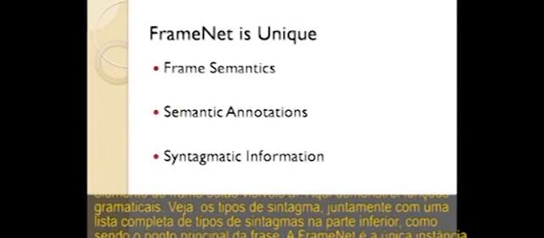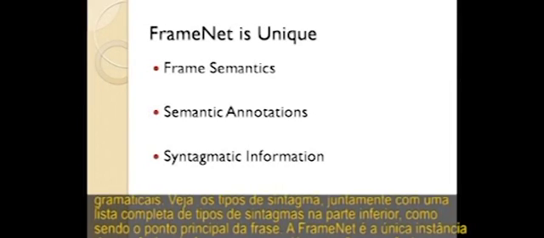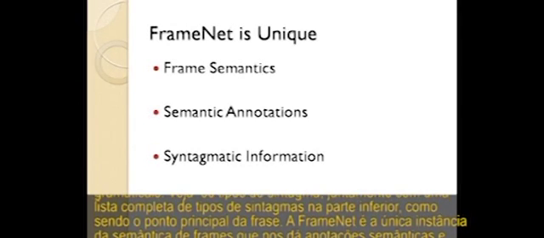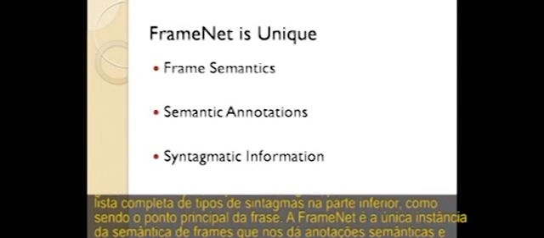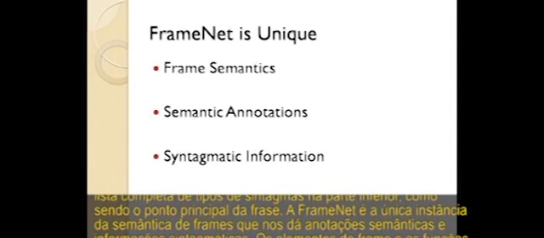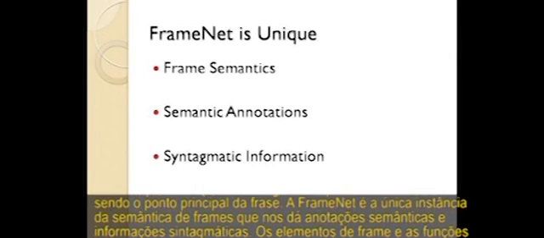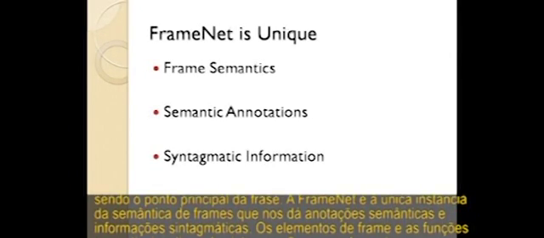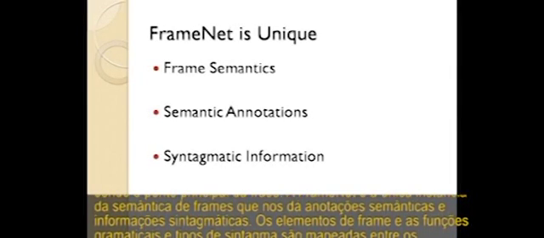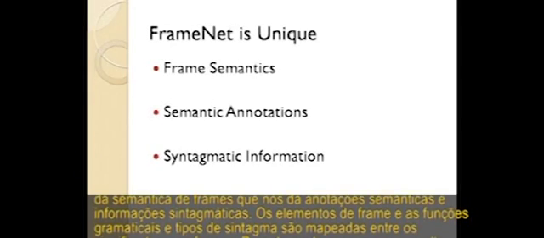So, FrameNet is unique. It instantiates frame semantics. It provides semantic annotations and syntagmatic information: frame elements, grammatical function, and phrase type. The mapping between the meaning and the form.